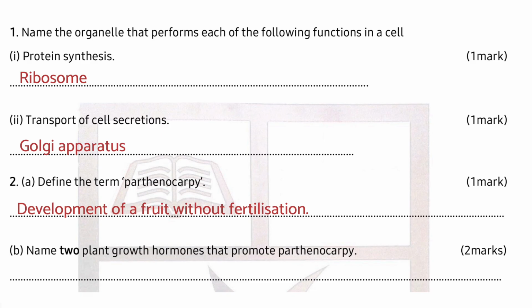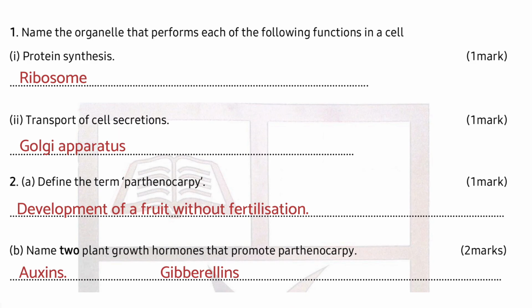In parthenocarpy, you're going to have some plants like bananas, whereby fertilization does not happen, yet we end up having a fruit. So in this case, fruit formation is usually controlled by. Okay, part B. Name 2 plant growth hormones that promote parthenocarpy. We are talking about auxins, and of course another group of hormones is the gibberellins.